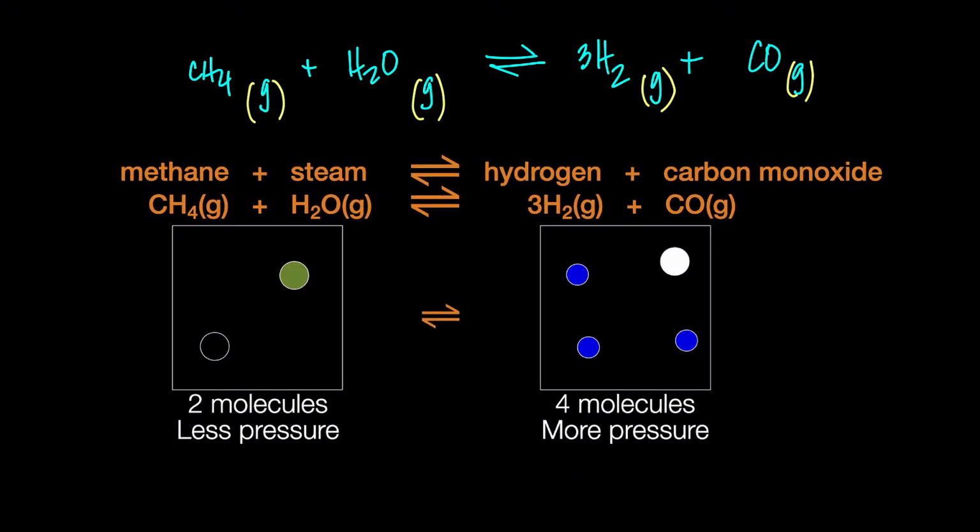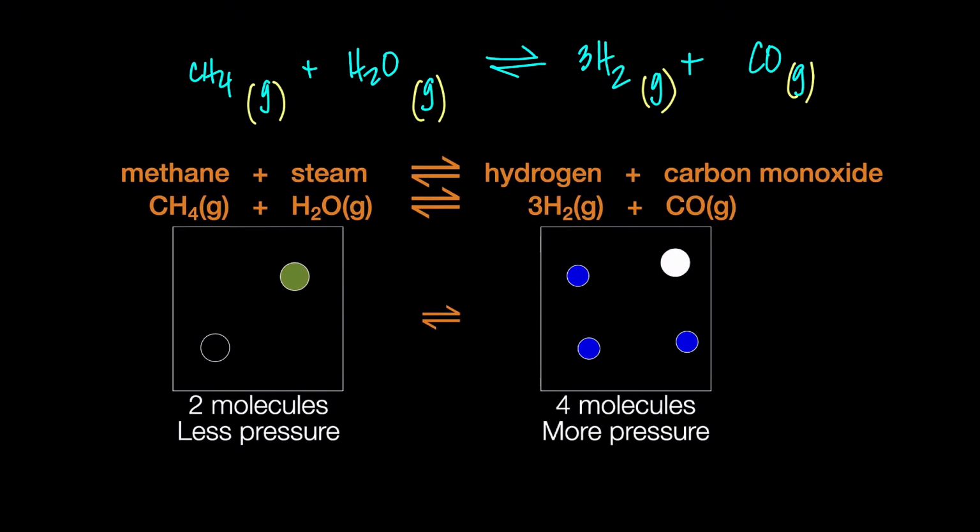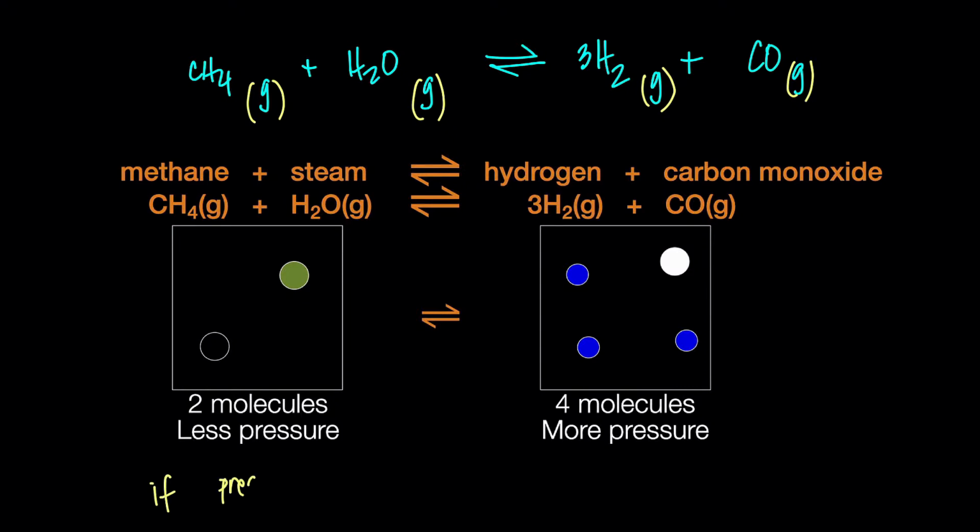That for you. So 2 molecules of gas on the left hand side and 4 molecules, 3 plus 1, 4 molecules. So now if I say that the pressure in this case is decreased, what will happen? So if externally the pressure is decreased, what will happen in this case?